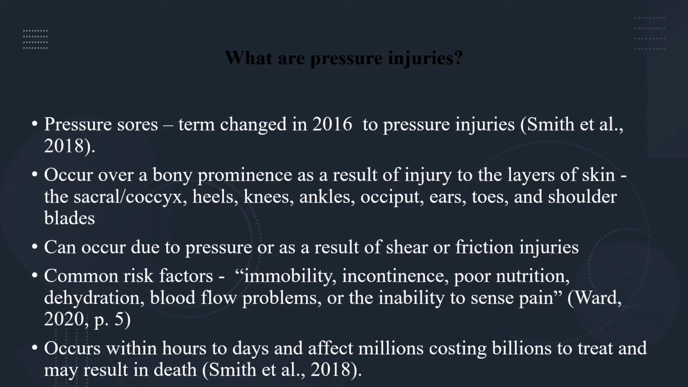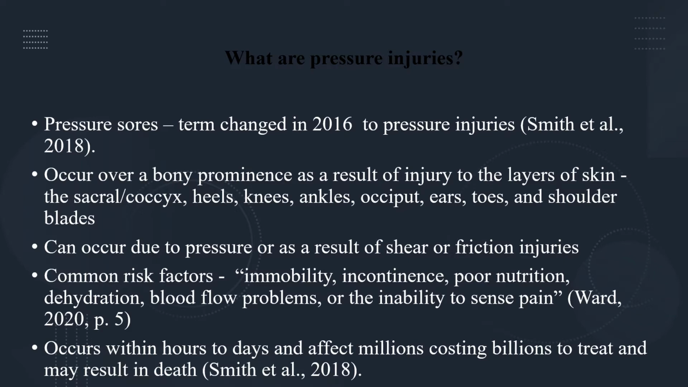Next, let's talk about pressure injuries. Until 2016, they were termed pressure sores. They can occur over a bony prominence as a result of injury to the layers of skin. The most common areas include the sacral or coccyx area, the heels, knees, ankles, occiput or back of the head, ears, toes, and shoulder blades.